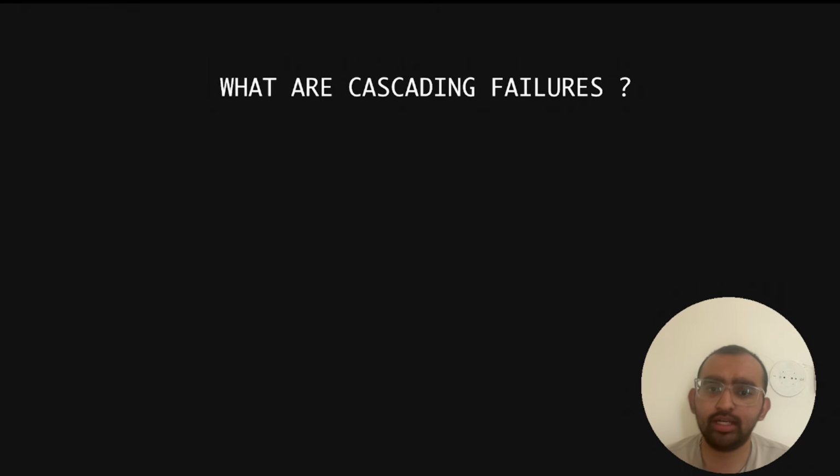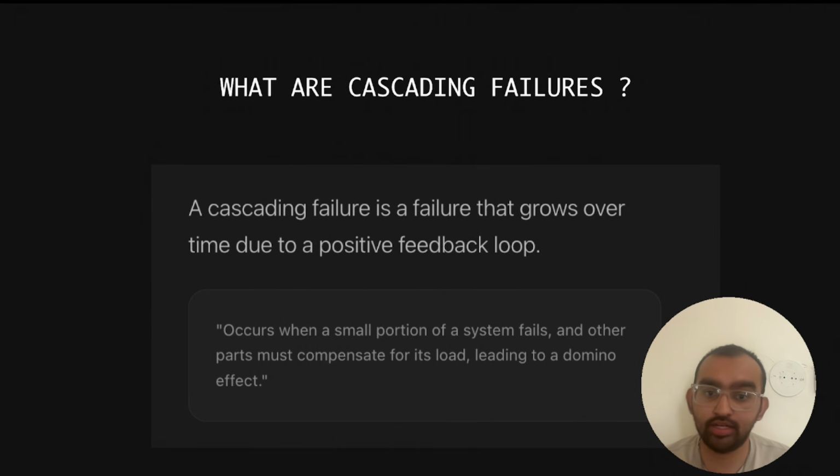Let's start by understanding what exactly cascading failures are. A cascading failure is a failure that grows over time due to a positive feedback loop. Now, what does this statement mean? What is a positive feedback loop?